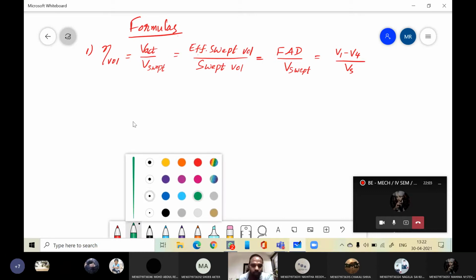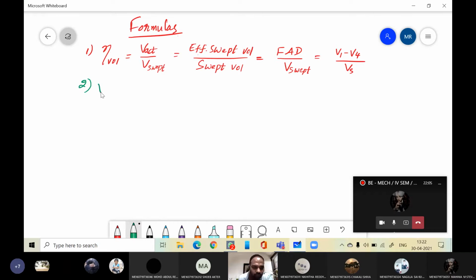So here swept volume Vs is equals to pi by 4 d square into L. Can anyone tell me what are the units? Meter cubes. The units are meter cube per revolution of the crank. Swept volume is in terms of meter cube per revolution.